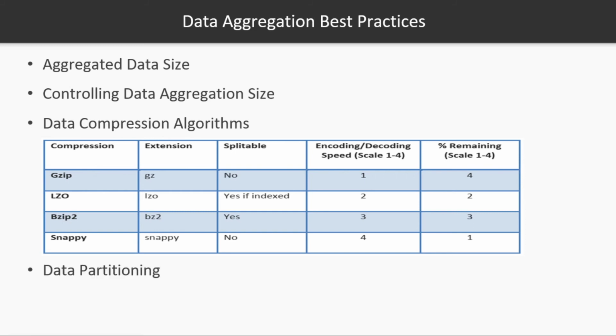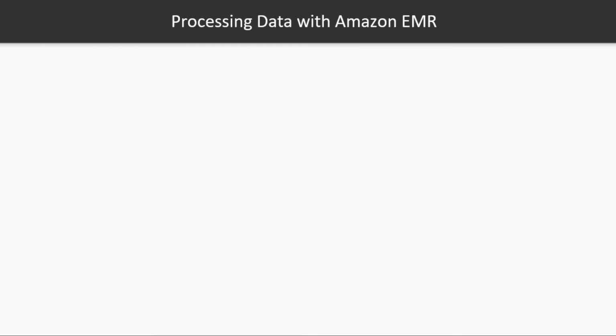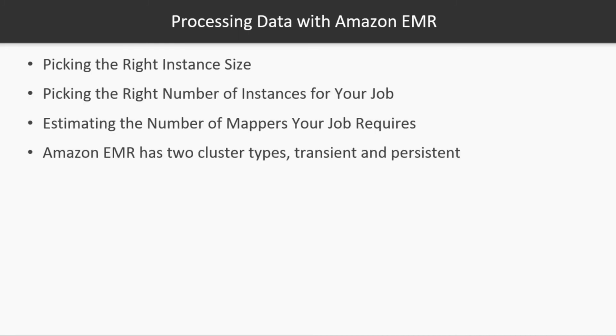Data partitioning is an important optimization to your data processing workflow. Without any data partitioning in place, your data processing job needs to read or scan all available datasets and apply additional filters in order to skip unnecessary data. Data partitioning lets you create unique buckets of data and eliminate the need for data processing job to read the entire dataset. Although Amazon EMR makes data processing extremely easy and convenient, your data processing workflow can still benefit from several considerations: picking the right instance size and the right number of instances for your job, and estimating the number of mappers your job requires.